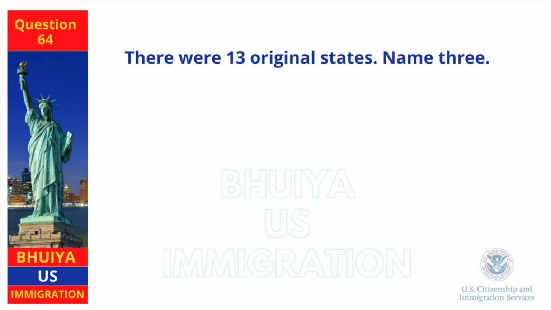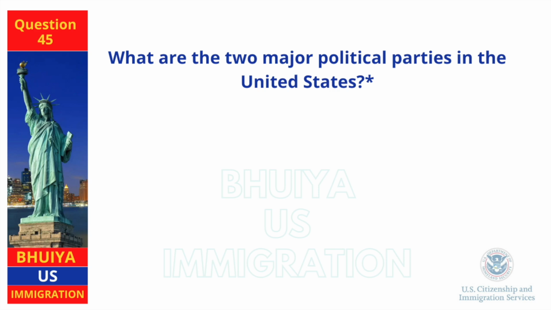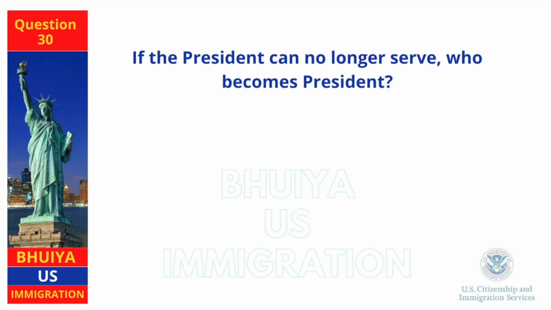There were 13 original states. Name 3. New York, New Jersey, and Pennsylvania. What are the two major political parties in the United States? Democratic and Republican. If the president can no longer serve, who becomes president? The vice president.